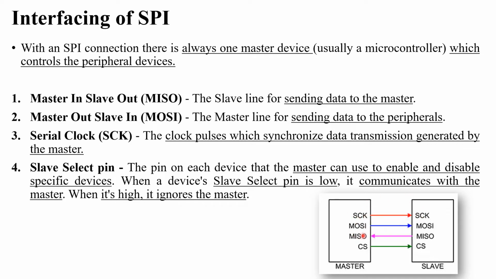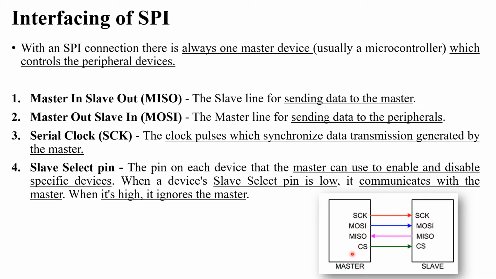The next one is MOSI, that is master out slave in. It means sending data: the master sends data to the peripheral devices. Here the master sends data to the slave devices. So this is called the MOSI line. And the next pin is MISO, that is master in slave out. Here the slave devices send data to the master. This is the request and this is the response.